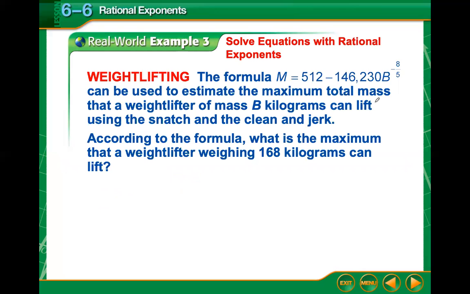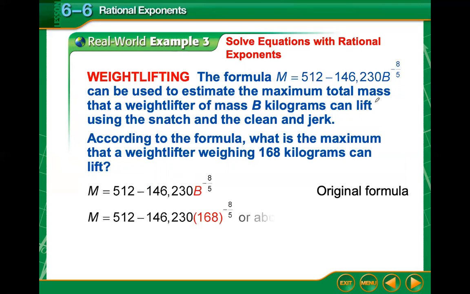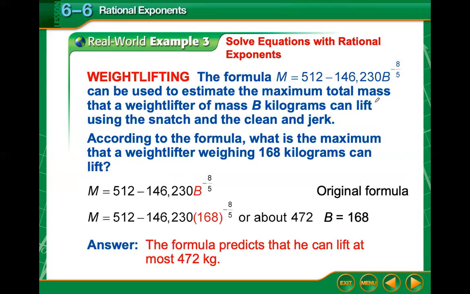So here we have weightlifting has the formula m equals 512 minus 146,230 b to the negative 8/5. This can be used to find the estimate of the maximum total mass a weightlifter of mass b kilograms can lift using the snatch and the clean and jerk. So using this formula, how much could a weightlifter weighing 168 kilograms lift? In this case, we would just plug in 168, which gets us about 472.